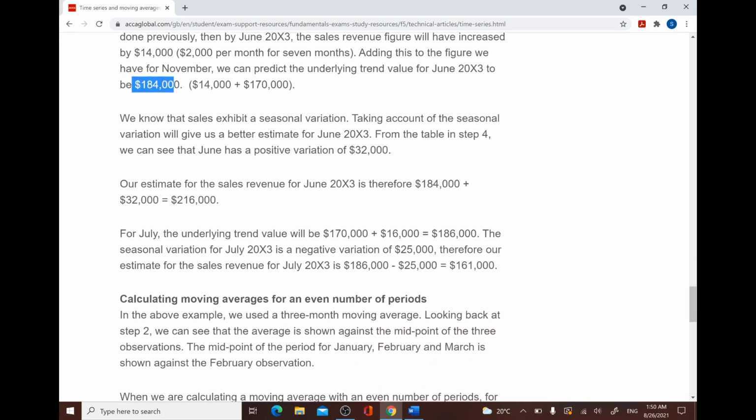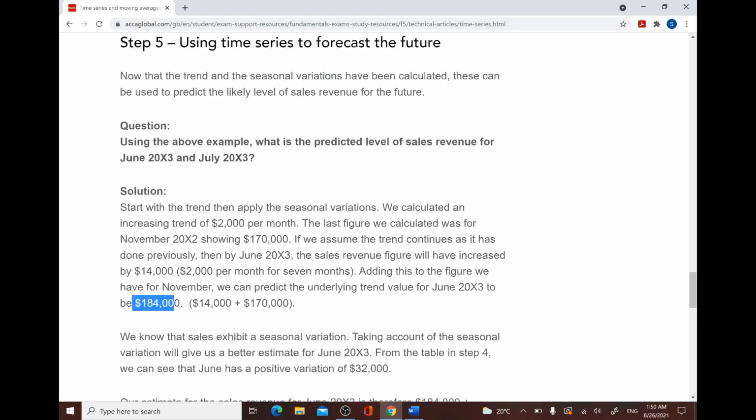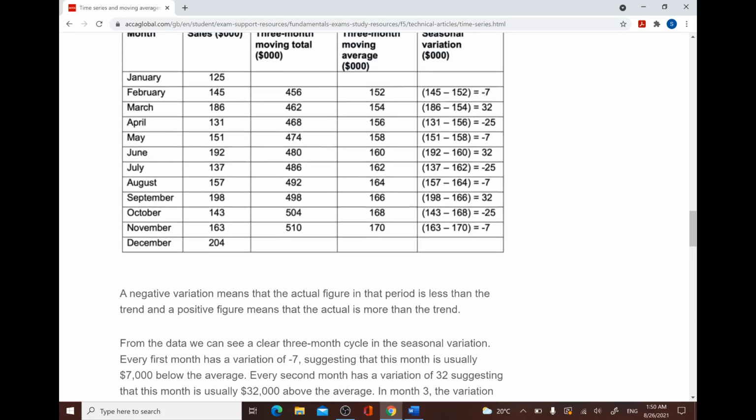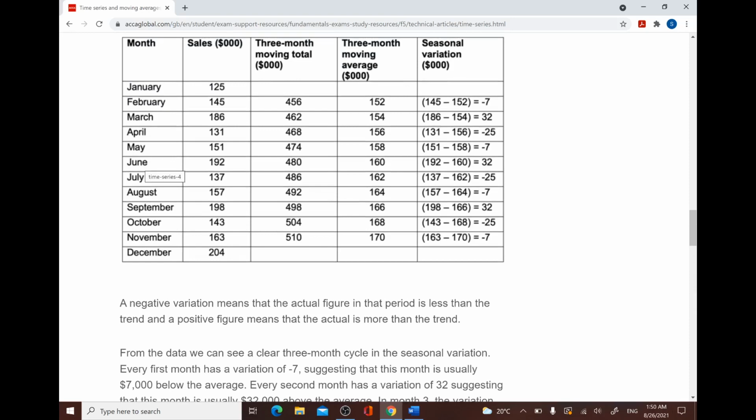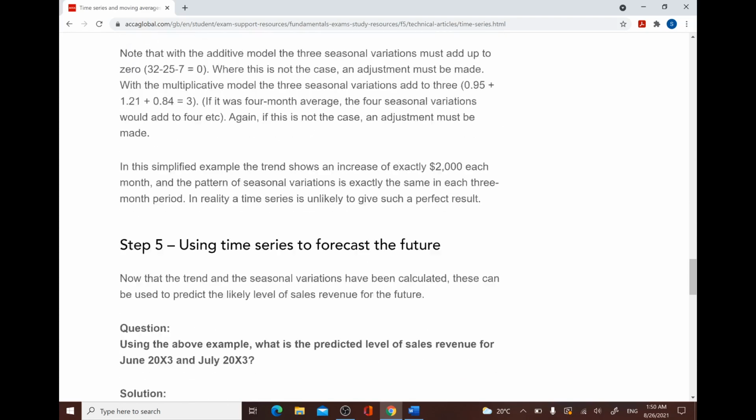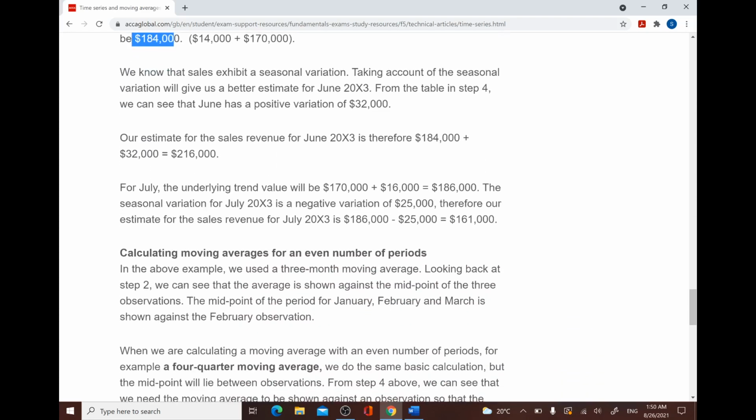And don't forget, we know that the sales exhibit a seasonal variation. Let's see last year's June under the additive model: June will increase by 32,000. It's just an estimate. We then take the trend, 184, plus 32,000, and this is 216,000. You know what this is? This is T plus S, under the additive model.